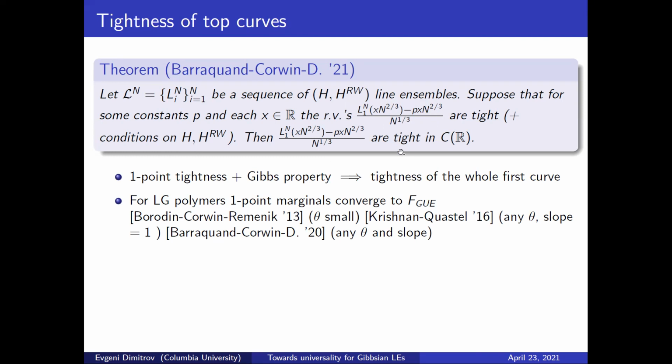This result was established first by Borodin, Corwin, and Ramanan. I remind you that the whole model depended on a positive parameter theta. When theta is small enough, it was shown in this paper. For any value of theta, but only for slope 1, this convergence to the Tracy-Widom distribution was established by Christian and Castell. And last year we did it with Barraquand and Corwin for arbitrary slopes and parameters theta.